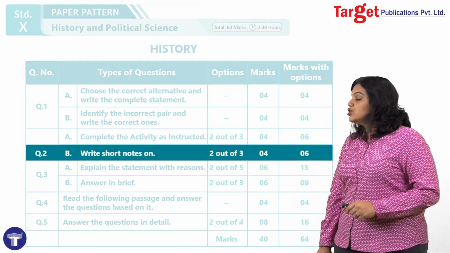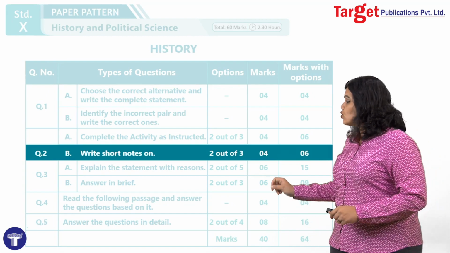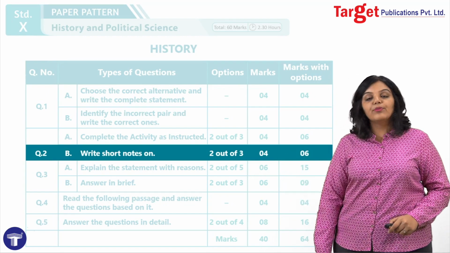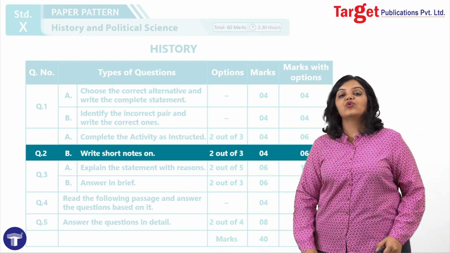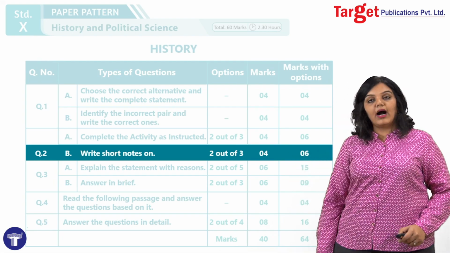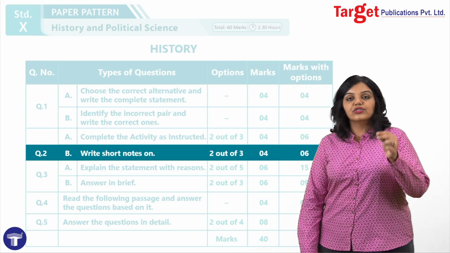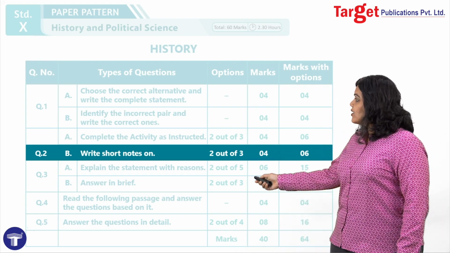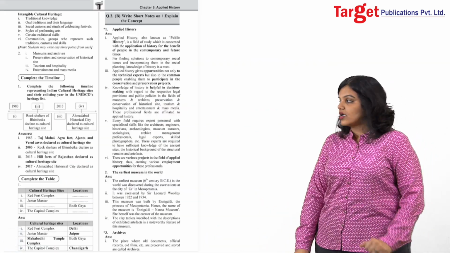We come to question 2B, which deals with writing short notes. Here again, you will be given 3 questions, out of which you have to attempt only 2. This question is also worth 4 marks. Each question is worth 2 marks. Let's take a look at what we have given you in our target notes.